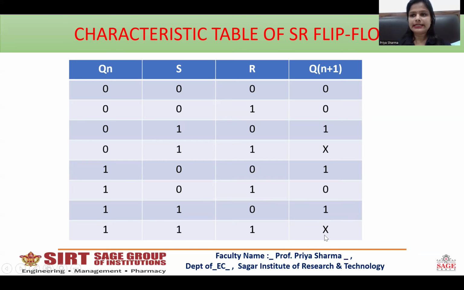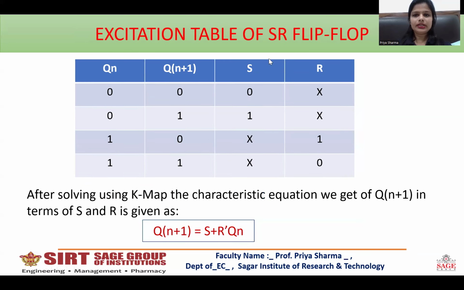Now from the characteristic table, we can draw the excitation table also of the SR flip-flop. In the SR flip-flop, the inputs are Qn and Qn plus 1 and we take the outputs at S and R. Now the excitation table can be made using the characteristic table.